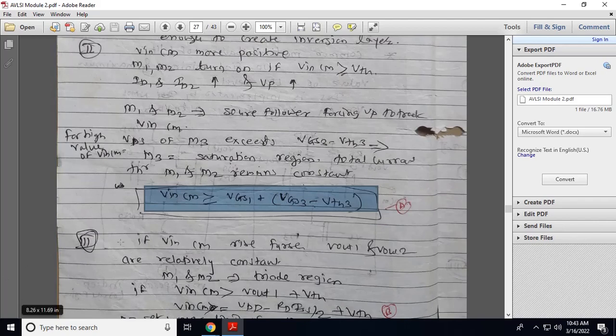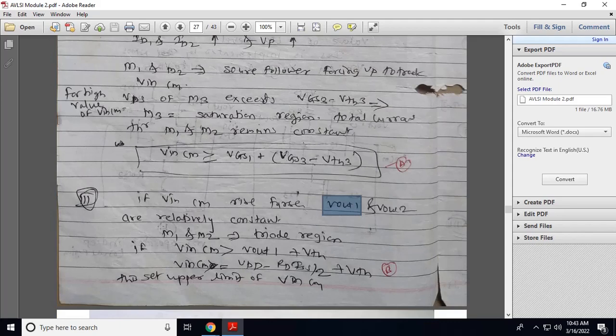Now if Vin increases further, the outputs Vout1 and Vout2 are relatively constant, so M1 and M2 operate in the triode region. So if Vin,CM is greater than Vout1 plus VTH, what is Vout1? VDD minus the drop across RD. So Vin,CM is equal to VDD minus ISS times RD by 2, plus VTH. So this will set the upper limit of Vin.